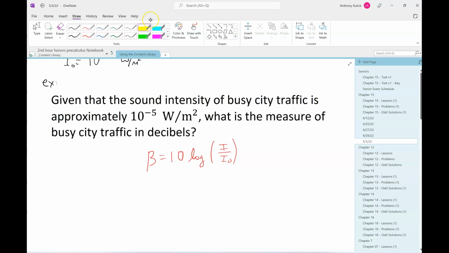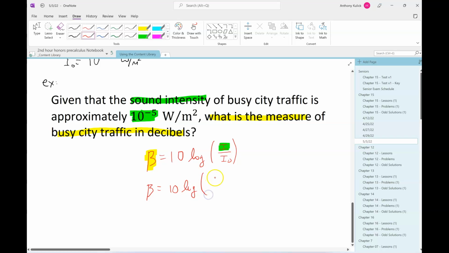Okay. What are we solving for? In this equation, what is the question asking us to solve for? The measure of busy city traffic in decibels. So that would be which variable? The beta, yeah. Good job. And then where does the 10 to the -5 go? The sound intensity, that's the I. And then remember that I naught is a constant.